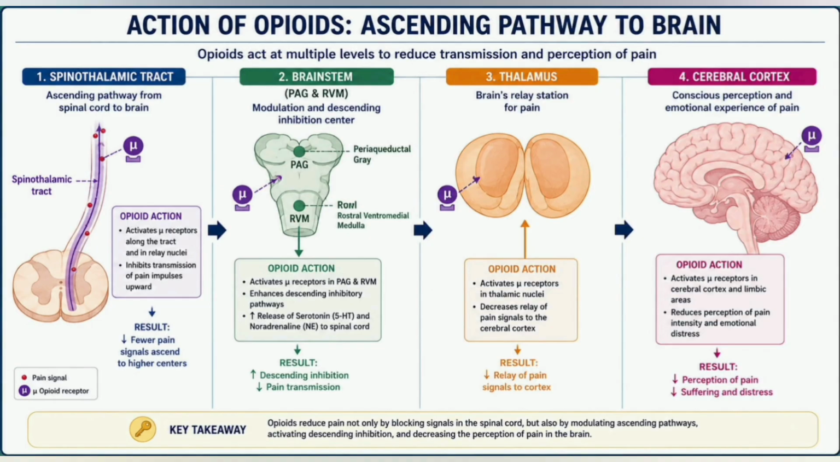Then again, the cerebral cortex is responsible for conscious perception and emotional experience of pain. So activation of mu receptors in the cerebral cortex and the limbic system reduces the perception of pain intensity and emotional distress. So again the net result is reduced perception of pain and reduced suffering and distress. So this is the basic mechanism of how the endogenous opioids act.